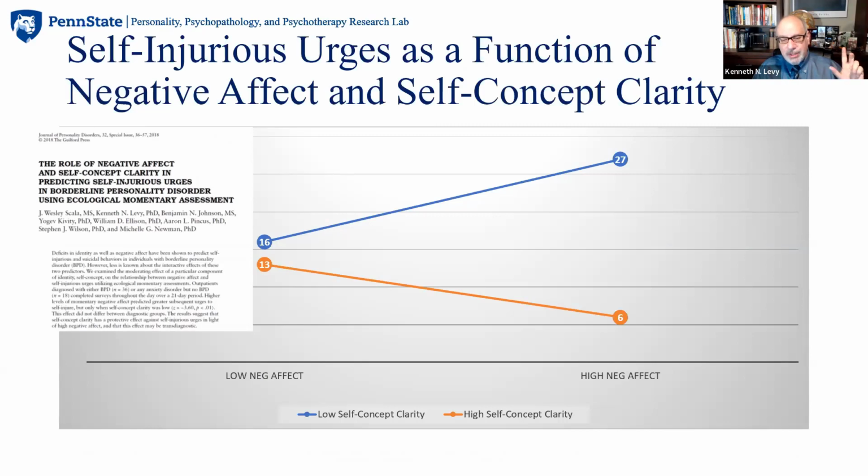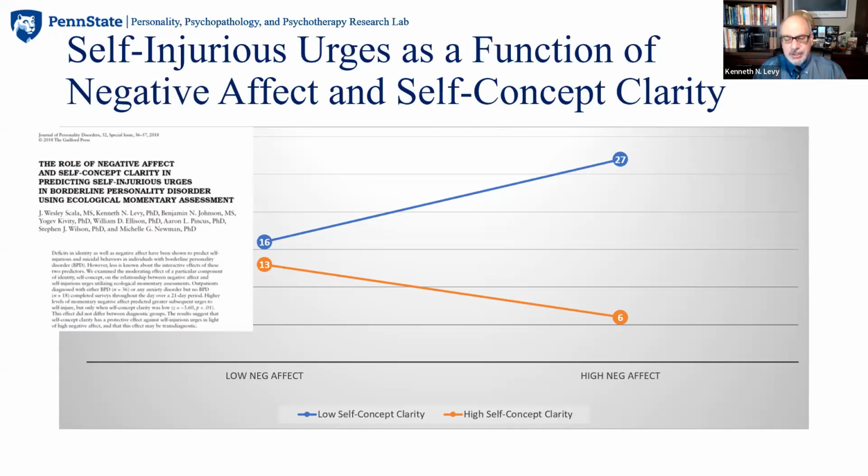And so we actually had, on average, 13 assessments a day over a 21-day period. With our 55 patients, we had thousands of data points, and we were able to look at the interplay between various aspects of experience and these difficulties that borderline patients present with.